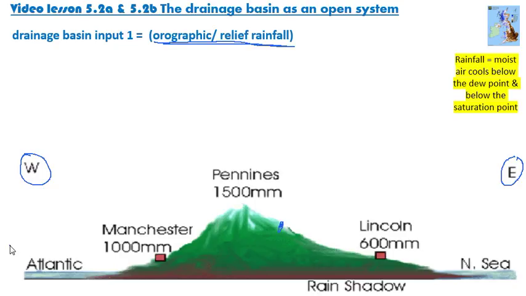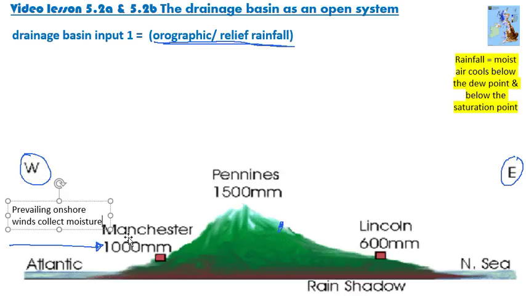Right then, so what happens is prevailing onshore winds blow over the Atlantic Ocean for thousands of miles, and they pick up moisture. Collect moisture. So it's a moist onshore wind. Now when that onshore wind, prevailing wind, reaches the land, it can't go through the land, so the shape and height of the land causes that wind to rise.